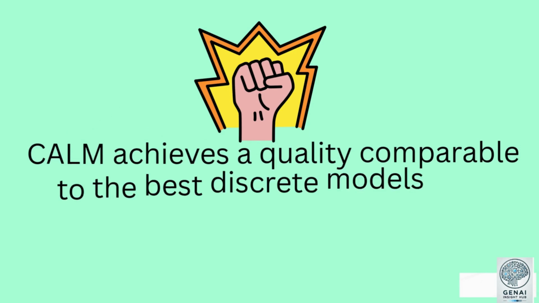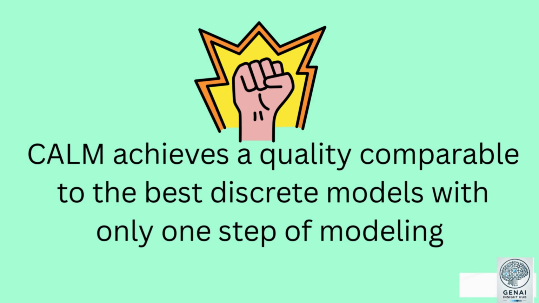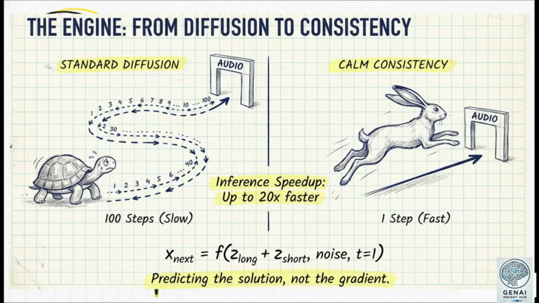And this quote from the paper, this is really the punchline. It says, Calm gets quality that's just as good as the best traditional models, but with just one step. Now, to really grasp how huge that is, you have to know how other models, like diffusion models, work. They start with random noise, and then they have to slowly, painstakingly refine it, sometimes over hundreds of steps, just to create a single sound. Calm does it in a single step. That's not just an improvement, that's a massive, monumental leap in efficiency.